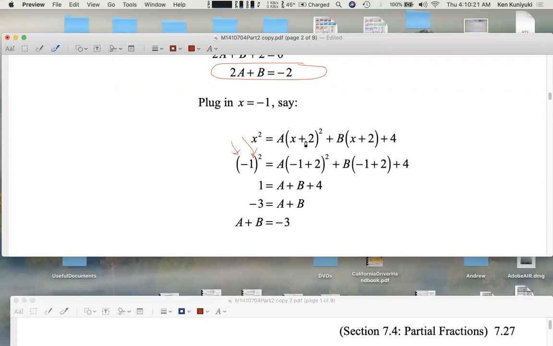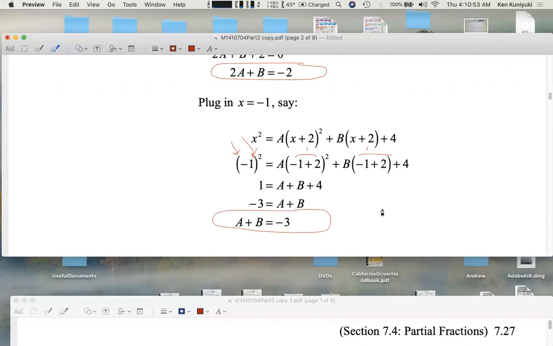Over here, okay, basically negative 1 plus 2, that's 2 minus 1, or 1, right? The base here is 1. Same with this guy over here. It's 1. Okay. Well, 1 squared is 1. We have 1a, or just a, over here, plus 1b, or just b, plus the 4. Let's subtract 4 from both sides. We get negative 3 equals a plus b. Switch sides, and we get a second linear equation in a and b.